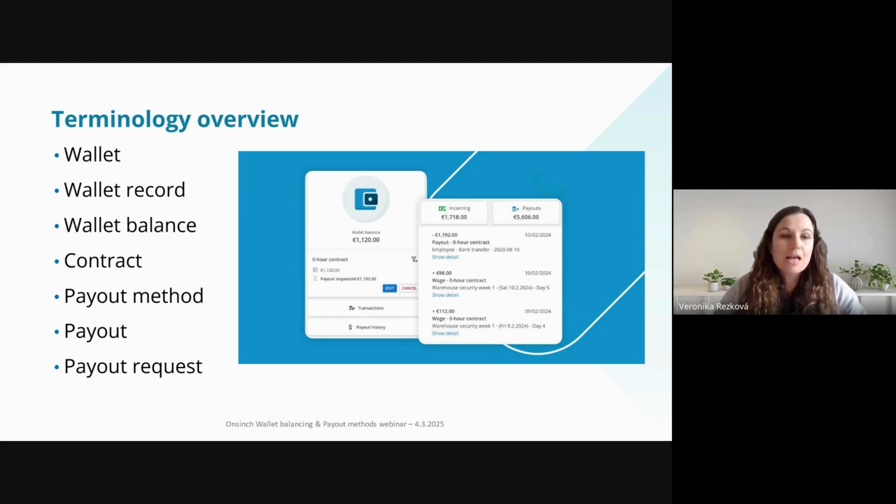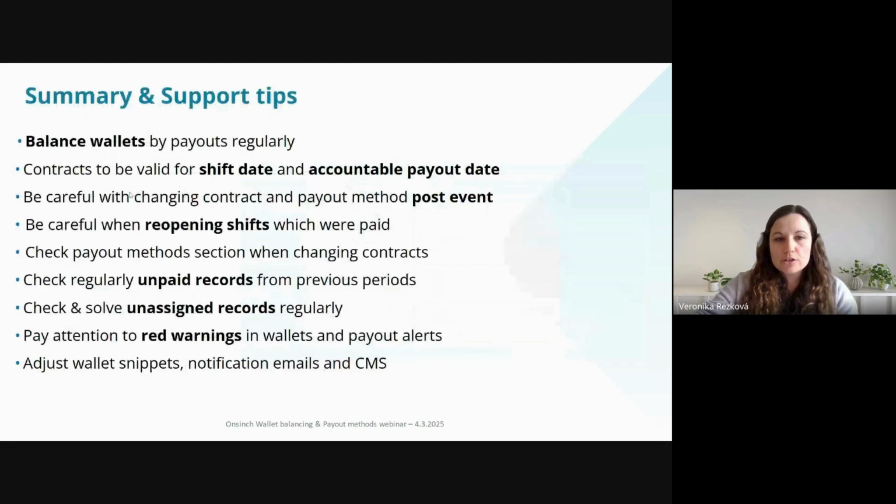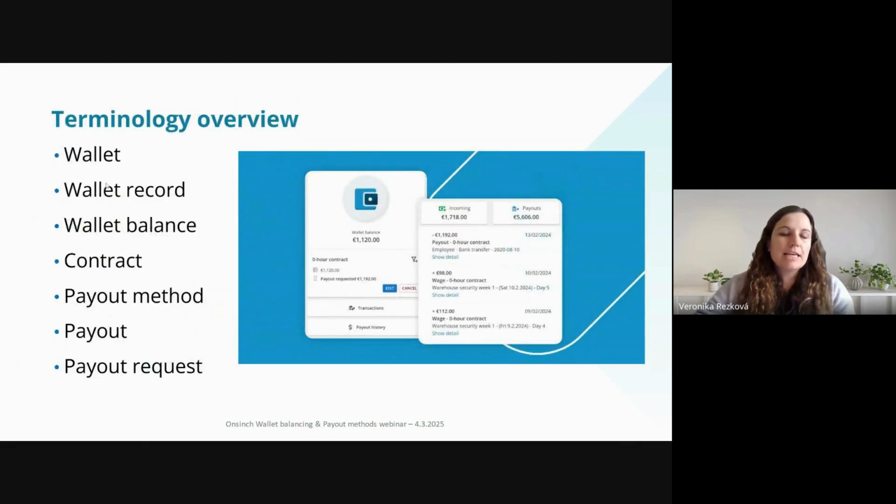First thing, it's a wallet. Each staff member that registers to your OnSinch has their own wallet, which is like one pile where all the money they earn goes in and all the money you pay to them goes out. A wallet consists of individual wallet records. It means that one wage earned, one bonus added, one payout processed, that's a wallet record. Another term is wallet balance, which is the current state of the wallet, meaning how much money is sitting now in the wallet, waiting to be paid or somehow processed.